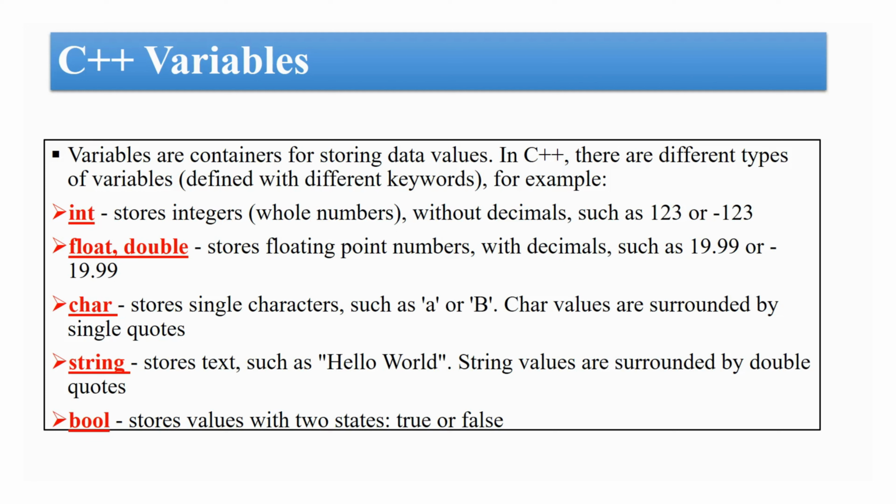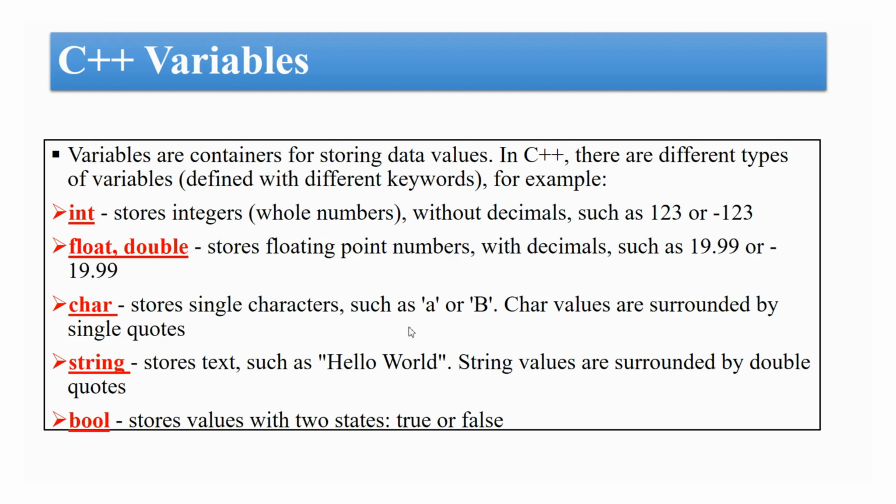For example, we have integer. If you want to store numbers without decimals, you have to use int for integer, for example 1, 2, 3, negative or positive numbers. We have float or double. They store floating point numbers with decimals, for example 90.99 or minus 1999. The difference between float and double: float takes 4 bytes in the memory of your computer, but double takes 8 bytes. Char stores single characters, just one letter, for example A or B.